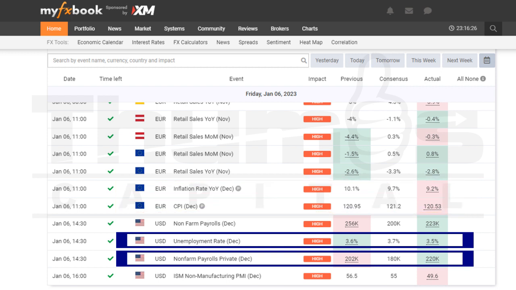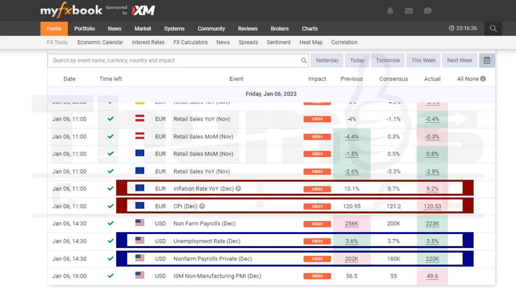We had inflation rate and CPI for Euro and NFP and unemployment rate for US dollar. Inflation rate and CPI is almost the same thing, and they both came out lower than expected, which is bearish for Euro, that is sell for Euro. We also know that EURUSD is a pair and it's moved by both Euro and US dollar. So let's check the data for USD.